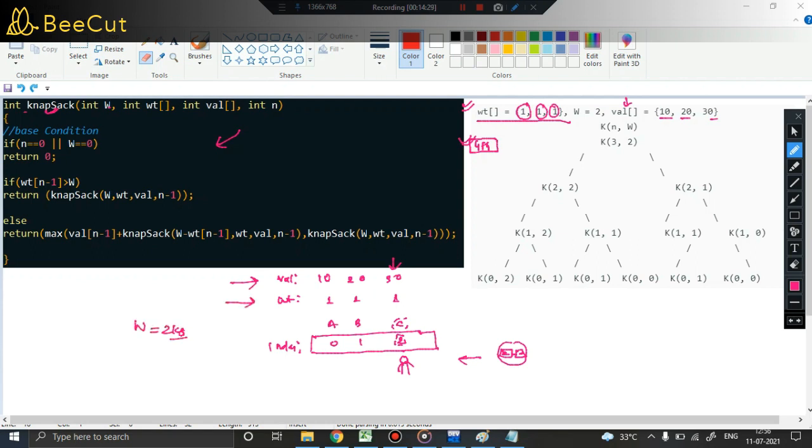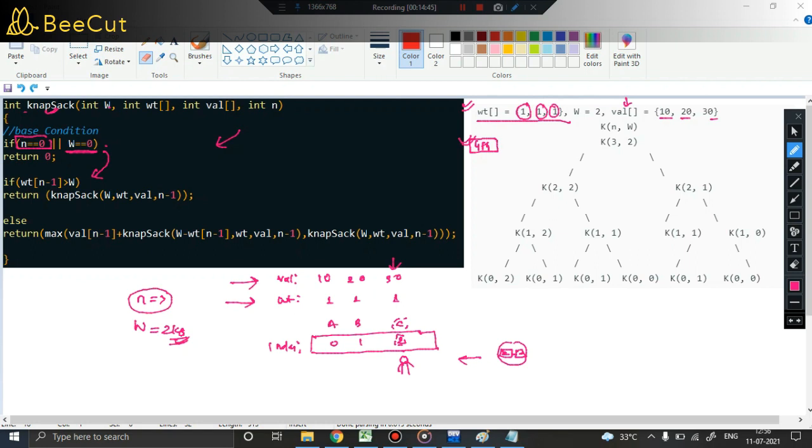Initially my knapsack is empty. Now the very first thing I will check is whether there are any items in the mall or not. So definitely I can see n equal to 3 was passed, so basically there are 3 items. So it's good. Is the capacity of the knapsack 0? No, because the capacity of the knapsack is 2 kg. Means this will not be executed.